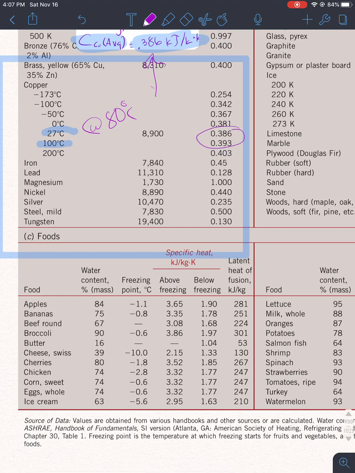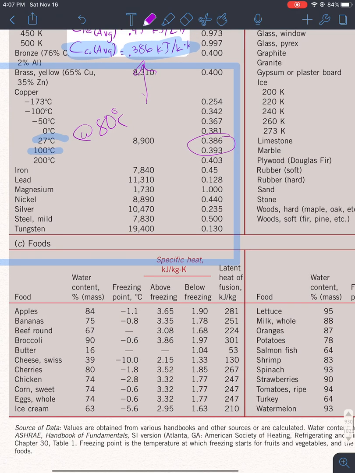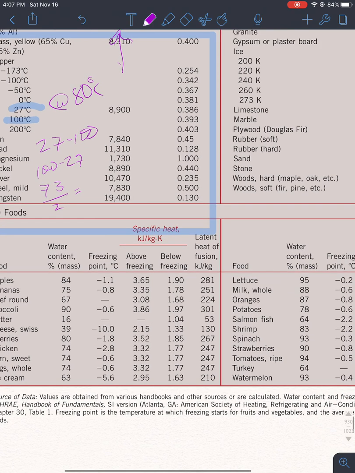So over here, you just take an estimate. Hooray. So they just use this value. Otherwise, what you could do is average the values. So the middle between 27 and 100 is 100 minus 27 is 73, divided by 2 equals 36.5.